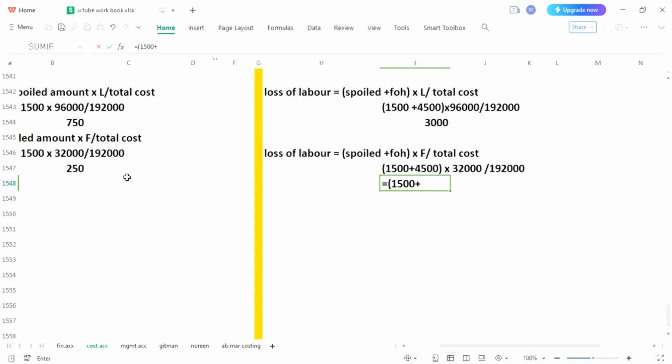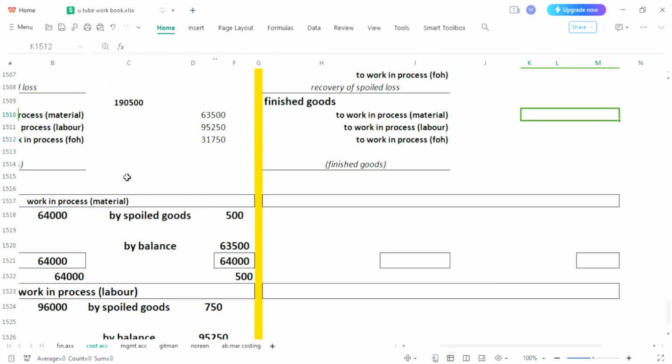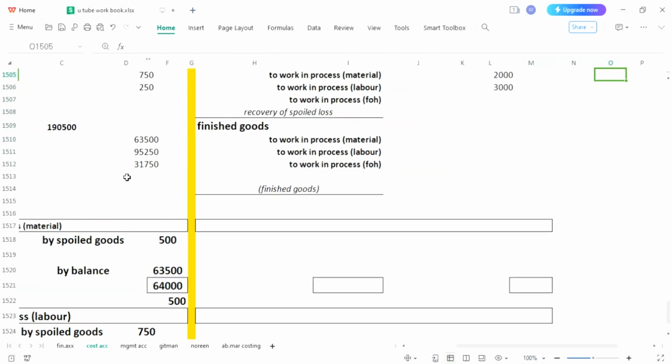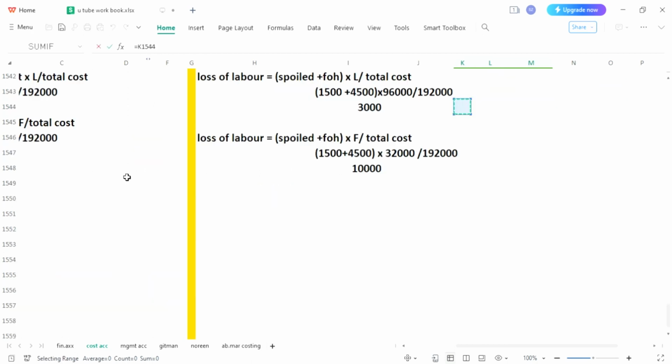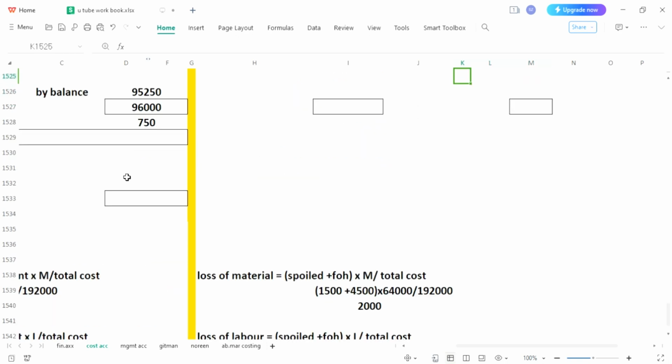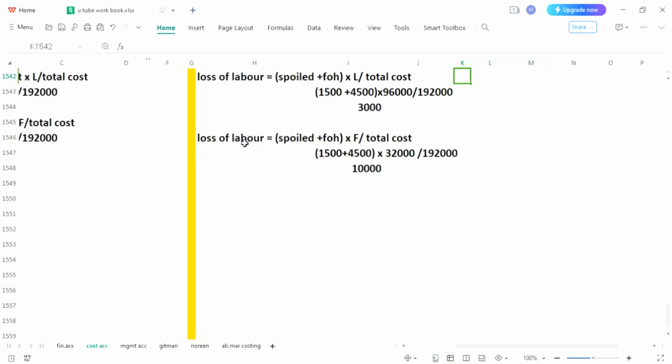Let's calculate. 1500 plus 4500, it would be multiplied by 32,000 divided by 192,000. Alright, so we have got our third amount. Work in process FH was meant to be written over here, and for that we have applied a formula of loss of FH, and that amount was 10,000. So put over here 10,000, and here we need to change. It was loss of FH.